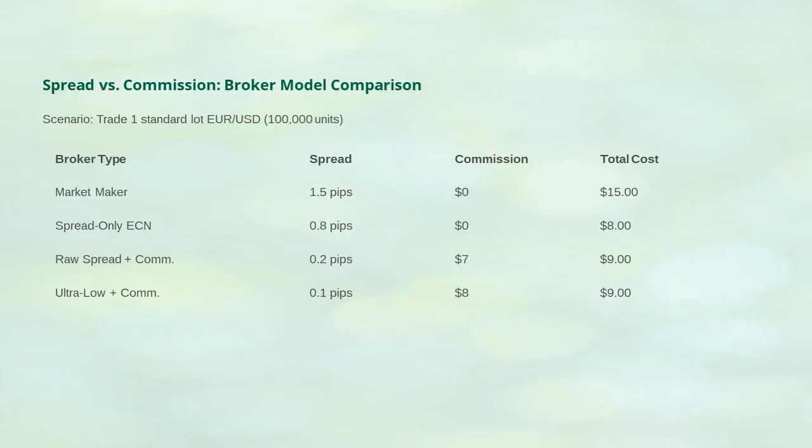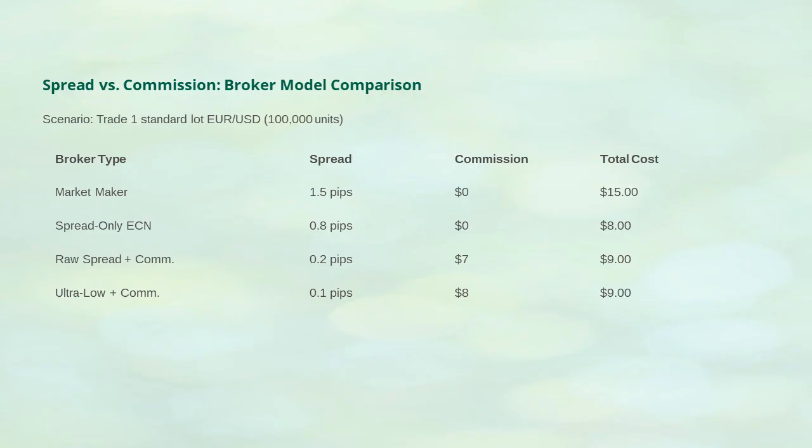Now, let's look at how different broker models affect your costs. I've laid out a comparison for a standard lot of euro to US dollar. A market maker broker with a fixed spread of 1.5 pips and no commission costs you $15. Simple and predictable, but expensive. A spread-only ECN broker might offer 0.8 pips with no commission. That's $8 per trade, a significant saving.